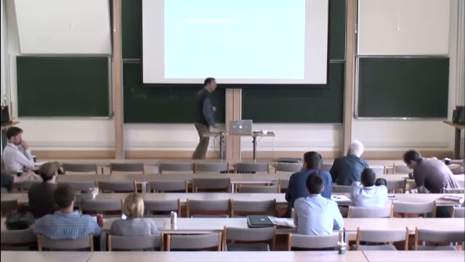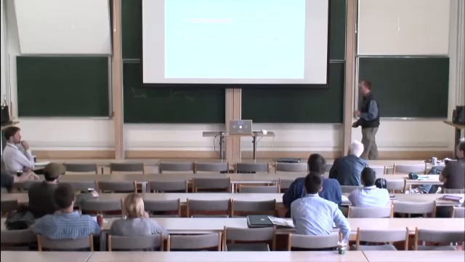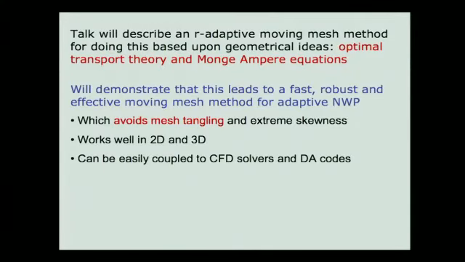And one of the key features of this is that we can prove rigorously that you avoid any problems with mesh tangling. You can also get quite good estimates on the skewness of the meshes to show that you actually get really quite regular meshes. It's a method which works as well in 3D as it does in 2D or in 1D, and it's a method which can be quite easily coupled both to CFD solvers, and we saw with Chiara's talk that it can be incorporated into data assimilation codes as well. So there's a lot of nice features about these sort of methods.